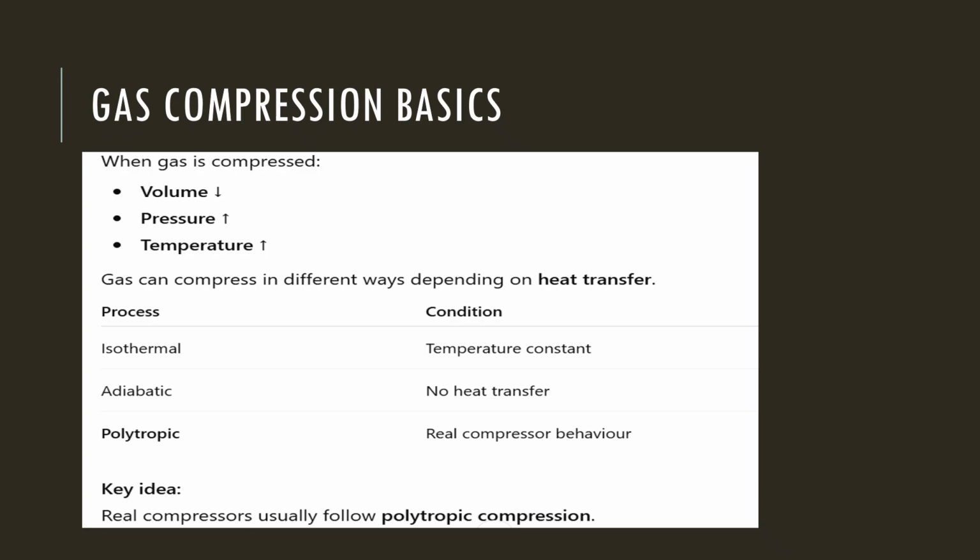Now, how exactly the pressure and temperature change depends on heat transfer during compression. There are three main types of compression processes. First is isothermal compression, where the temperature remains constant. This happens if heat continuously leaves the gas during compression. Second is adiabatic compression, where no heat leaves the gas. All the work done on the gas increases its temperature.